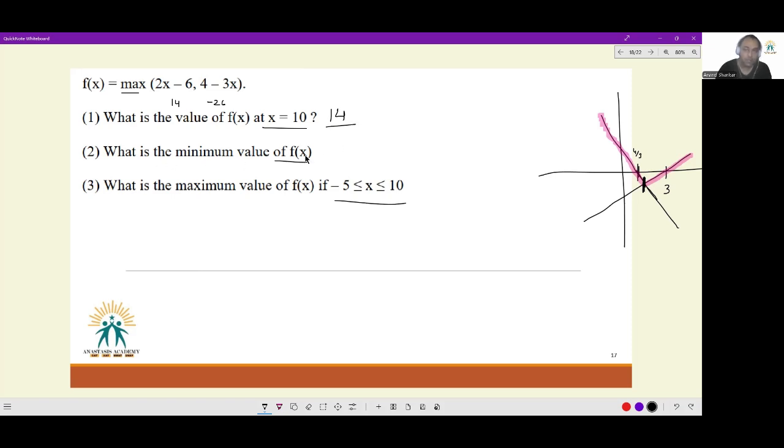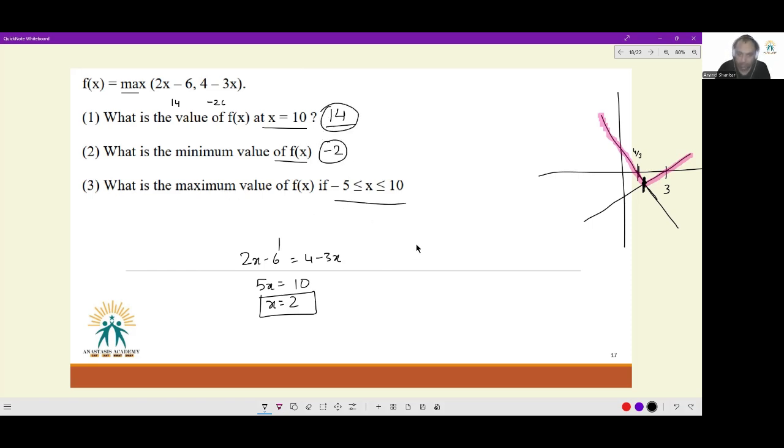Then what is the minimum value of f(x)? The minimum value of f(x) is when they are equal. So 2x minus 6 is equal to 4 minus 3x, or 5x is equal to 10, or x is equal to 2. Remember, this is the value of x where the minimum value is achieved, not the minimum value of f(x). Minimum value would be when x is replaced here. 2 into 2 minus 6 gets me to minus 2. Answer to the second part is going to be minus 2.